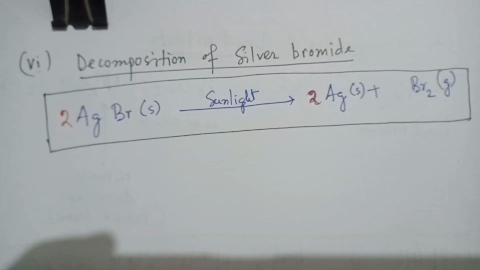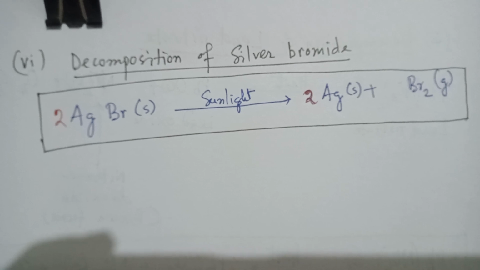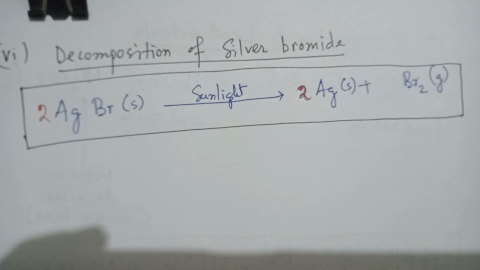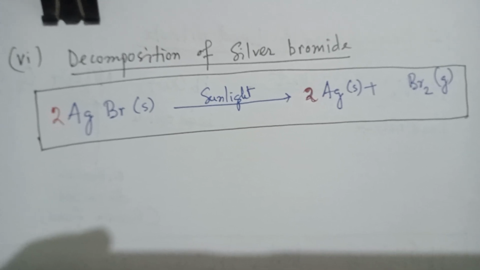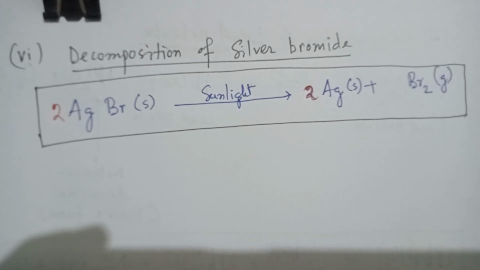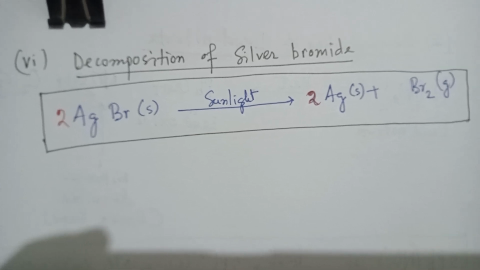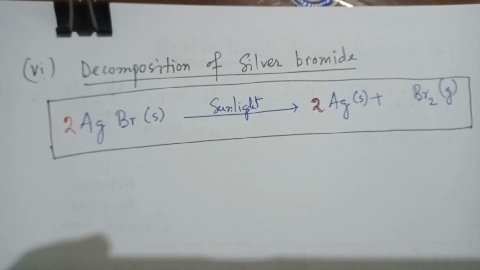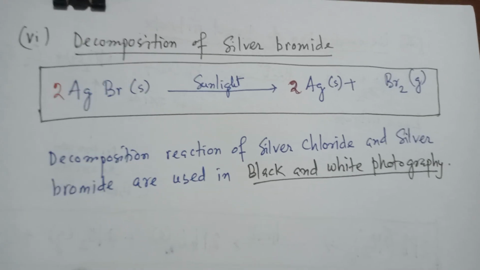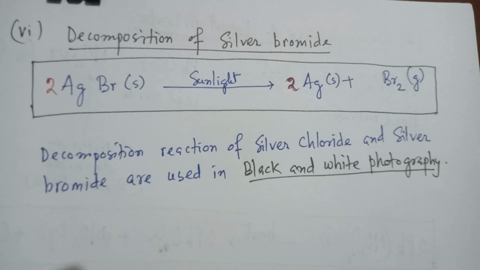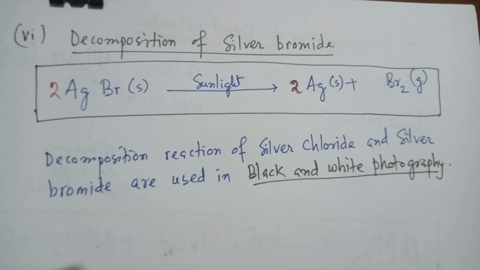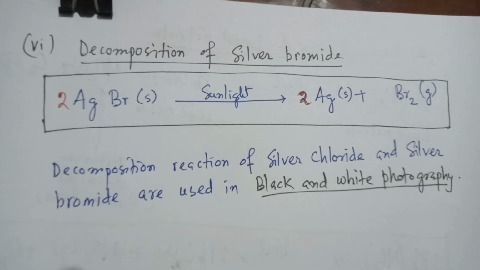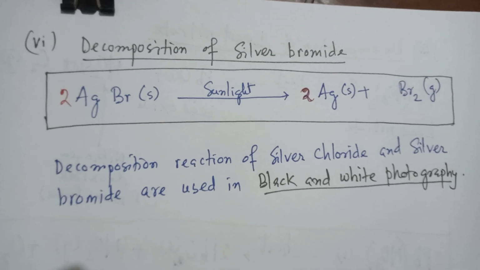The sixth example is decomposition of silver bromide. As you see, silver bromide is broken in the presence of sunlight, giving rise to silver and bromine gas. So this is also an example of a decomposition reaction. The decomposition reactions of silver chloride and silver bromide are used in black and white photography. You can remember this one.